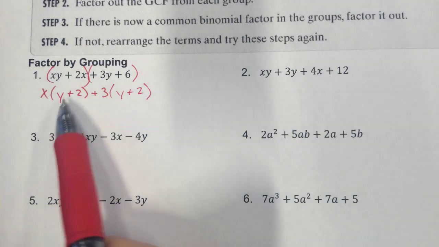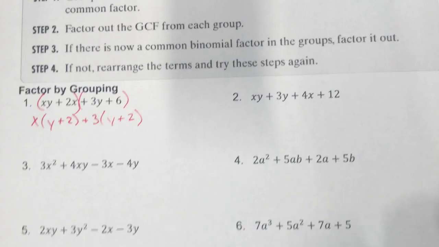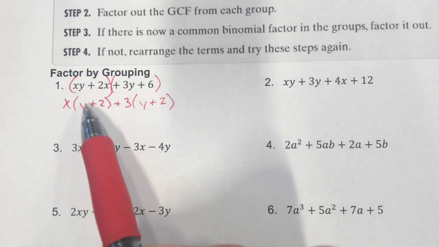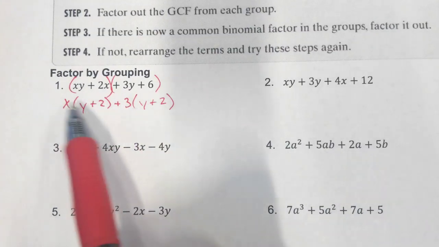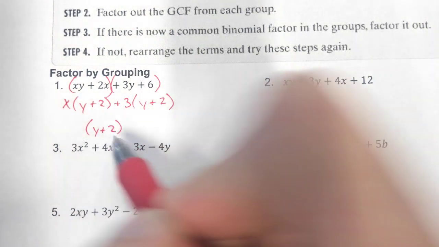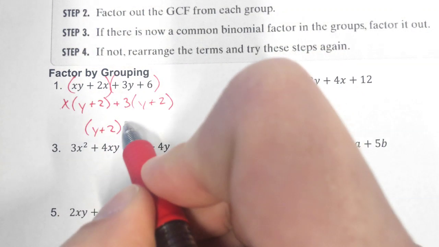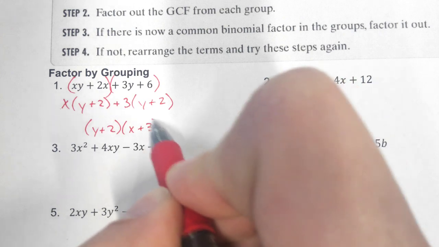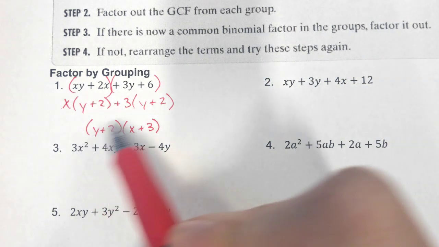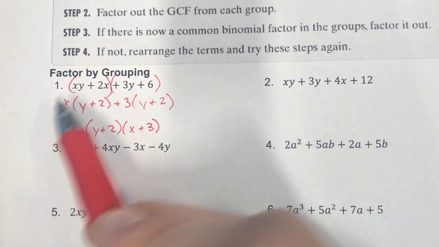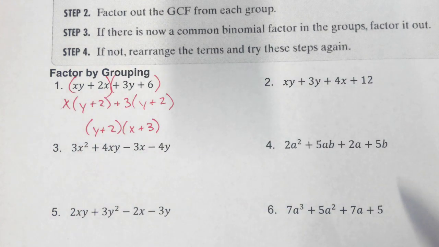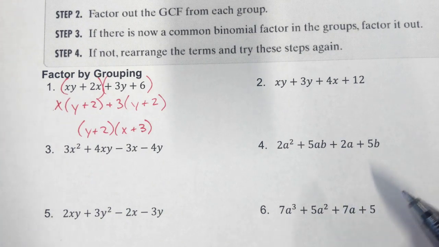And then you notice it looks a lot like the problems that we just did, right? The y plus 2 is in common. It's in both parentheses, so you can factor out that y plus 2. And then what would be left? The x plus 3. And there you go, it's factored. And again, you can check your work by foiling this out, and you'll see that it does in fact create that original polynomial. So we'll do 2 again together.